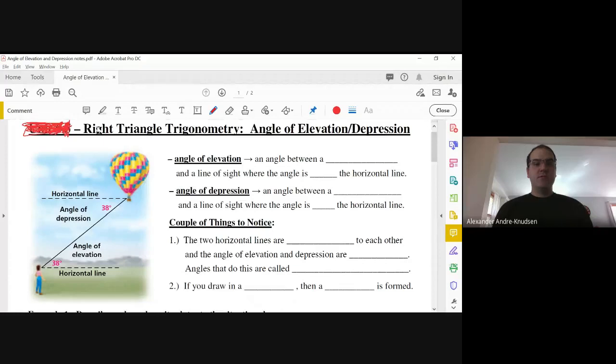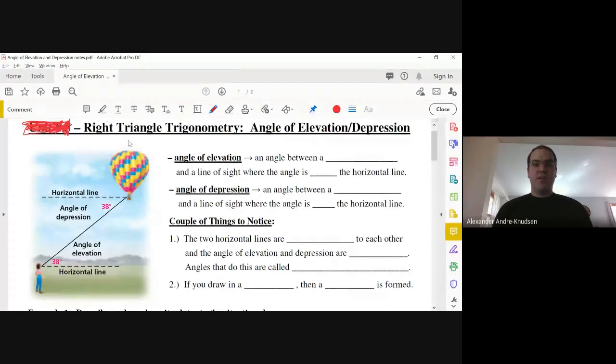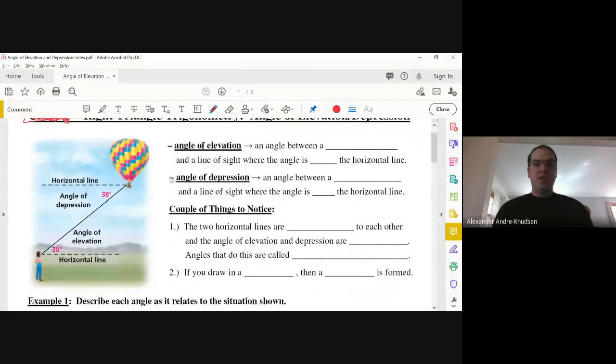Looking at it, our angle of depression and elevation are going to have to do with right triangles. So I'm going to be talking a lot about this picture over here to the left. First, the angle of elevation, that's right here, this 38. That's called our angle of elevation. So this is someone looking up at a hot air balloon.